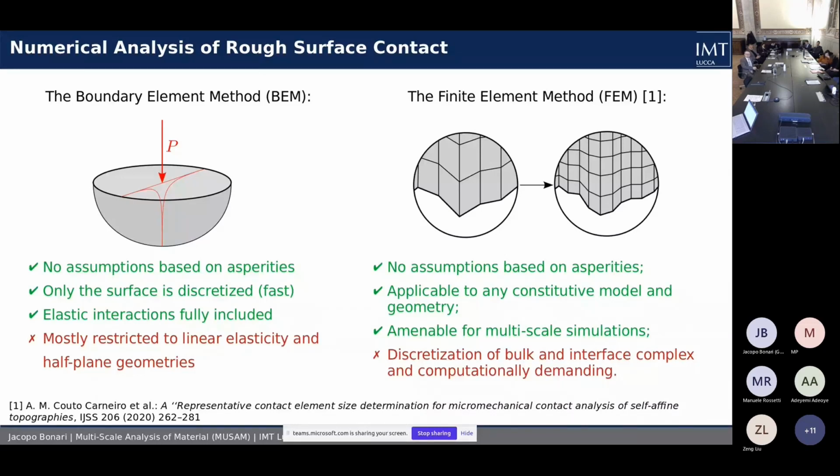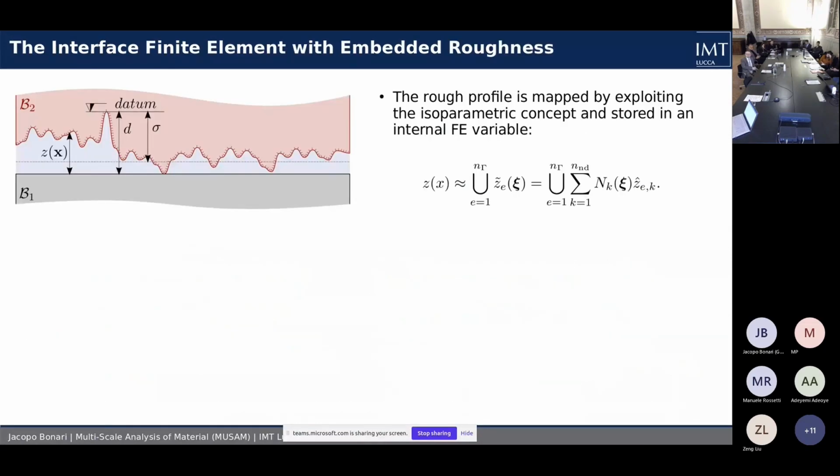which allows us to cut a complexity, which is having to exactly define the complex geometrical features of our rough surfaces. We can do so by applying an a priori hypothesis, which is that one of the two contacting bodies, in this case B2, is rigid and characterized by a rough profile.